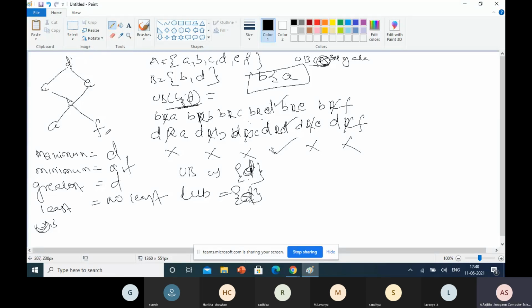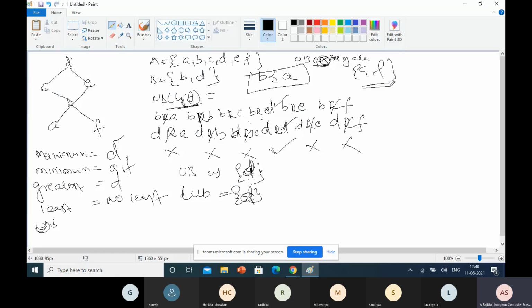That means, if the maximum element is only one, since the maximum is only one, automatically the upper bound is one only. So automatically the LUB is also the same. That is, if we find the maximum of this, suppose we are finding it for A and F.